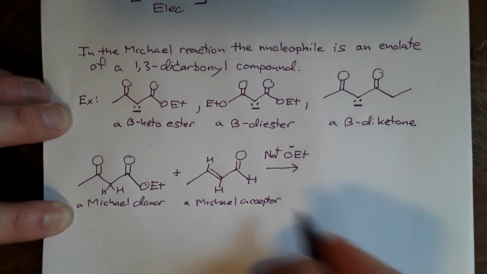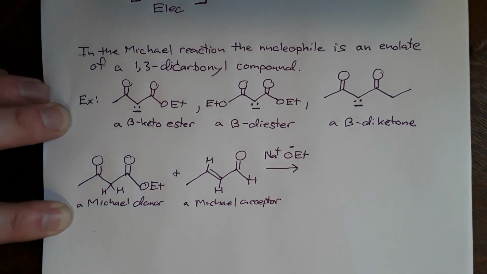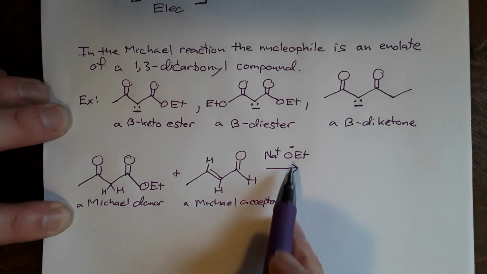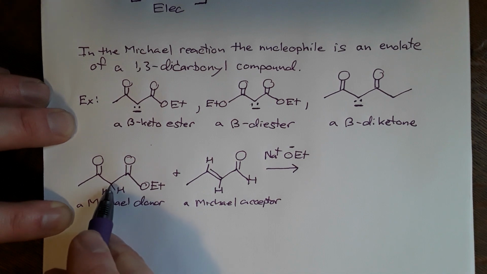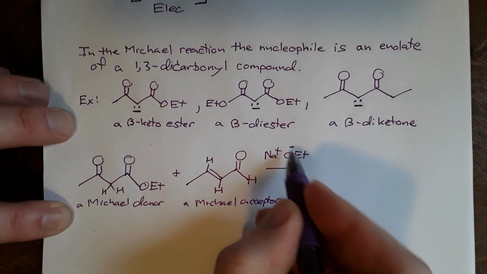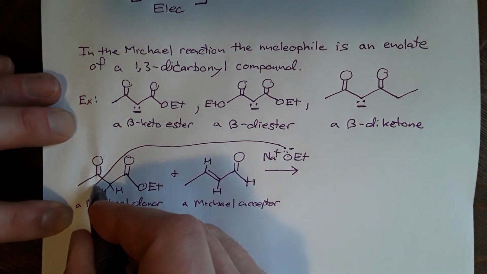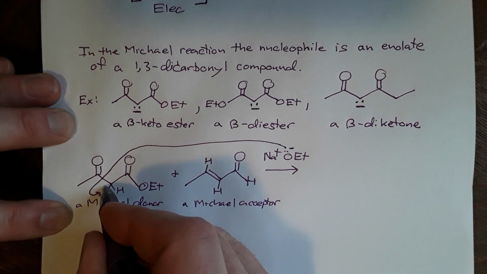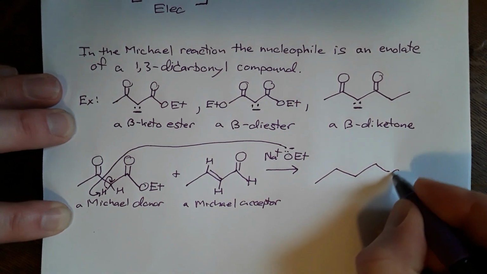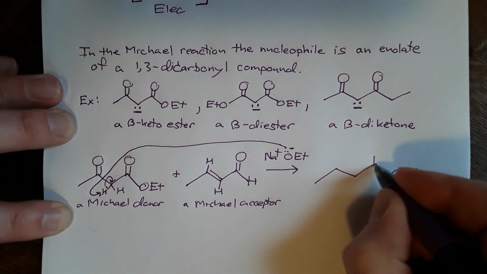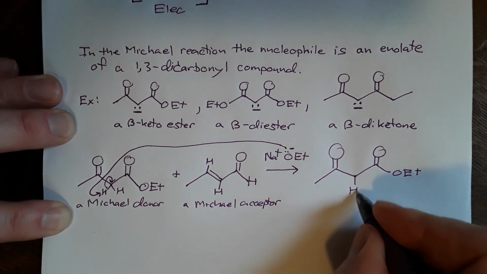Okay, so let's work through a mechanism here. If we start out with sodium ethoxide as a base, then we have very acidic hydrogens here on our Michael donor, so that ethoxide will deprotonate, forming the enolate. And that enolate then is a good nucleophile. One hydrogen left.